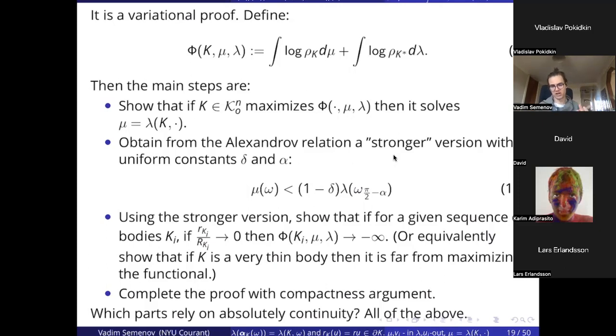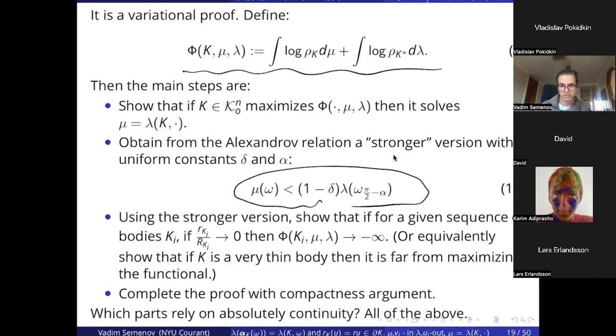First is that if the body maximizes the function, then it's a solution. And then you need to show that there exists a sequence converging to the maximum of the functional, and it has some bounds on inner and outer radius. And the thing is that their proof completely relies on absolute continuity, at every possible step. So for example, if there exists a body which maximizes the functional, then it's a solution. It relies on absolute continuity.